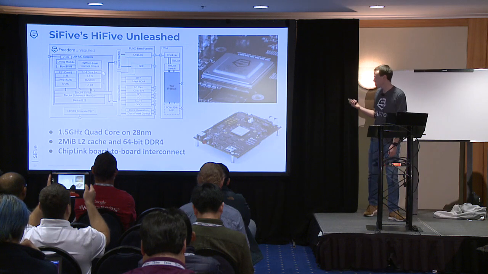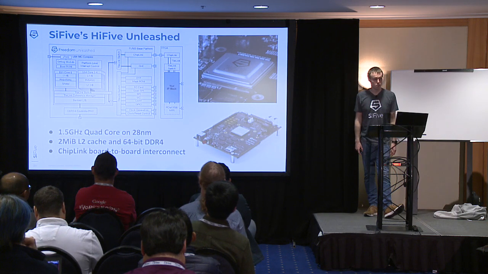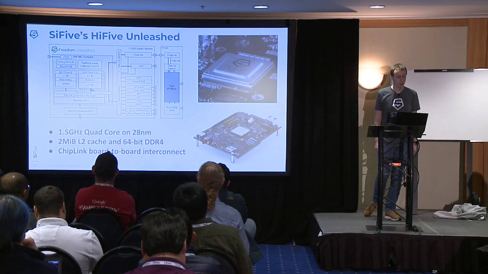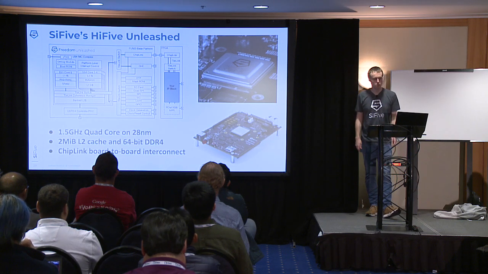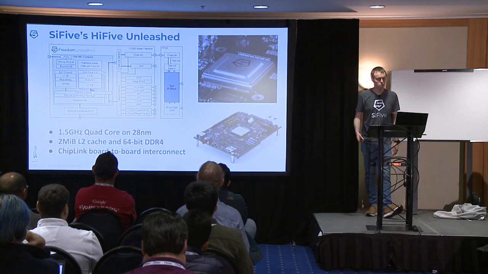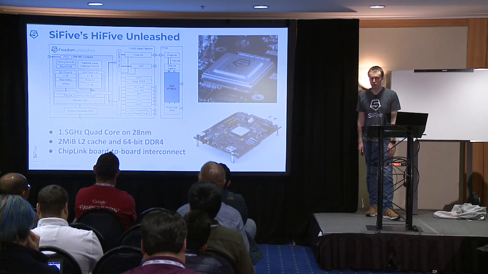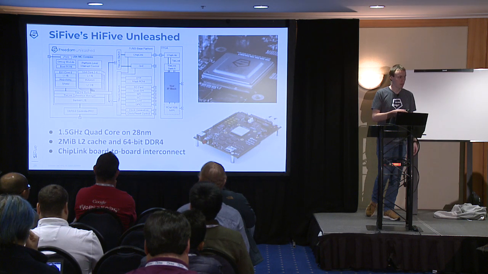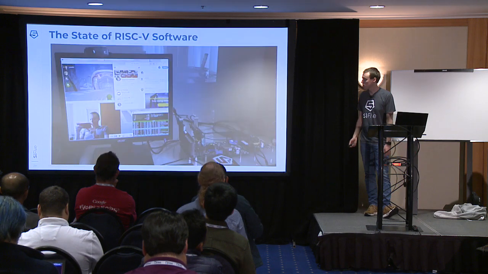So here's the HiFive Unleashed, which has been out since February, and you can go buy it on the internet. It's a quad-core RISC-V. We did it on TSMC's 28 nanometer, and it kind of looks like one of the A53 dev boards you get, similar specs and that sort of stuff. 2 meg L2 cache, DDR4, we have 8 gigs on the board, and then we have something called ChipLink, which is our board-to-board interconnect. So that goes between our ASIC and then an FPGA-based Southbridge where you can put on accelerators, or we use it for PCI Express and all that sort of stuff.